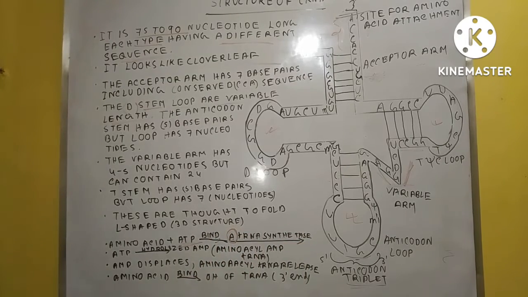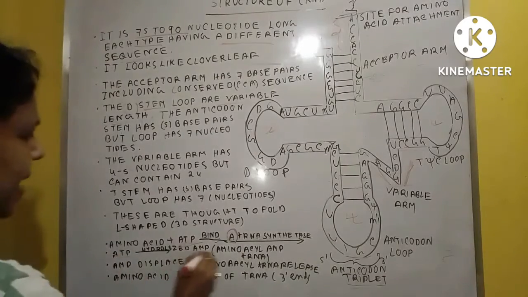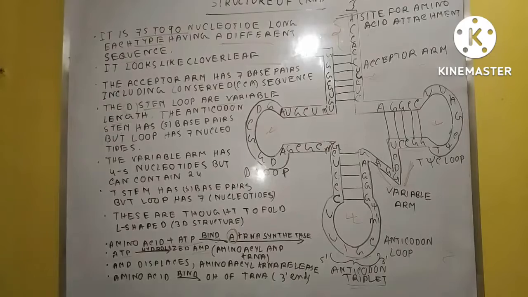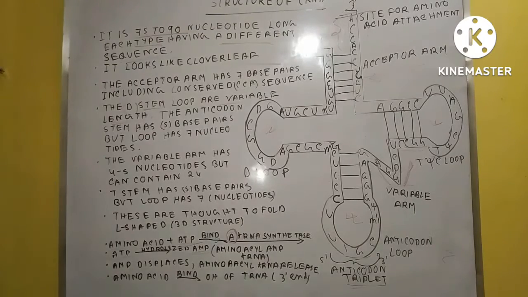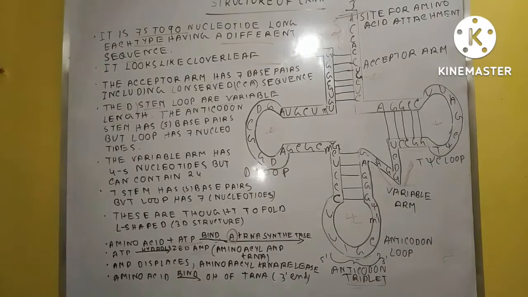What happened after that? This ATP is hydrolyzed to form AMP. In that situation, the AMP joins to the amino acid, forming aminoacyl AMP, and then to the tRNA.